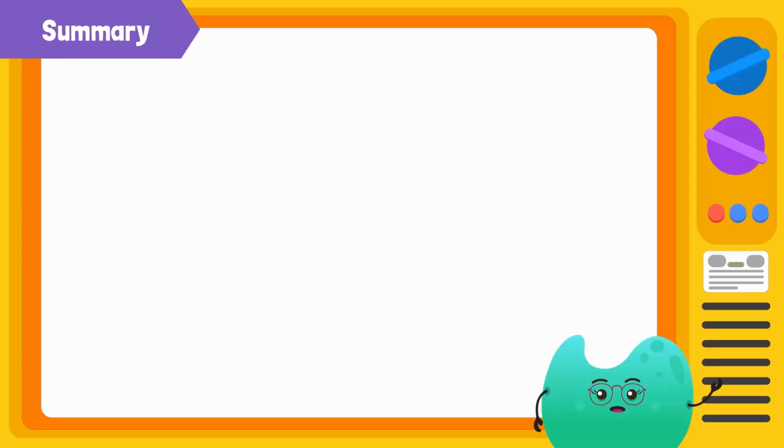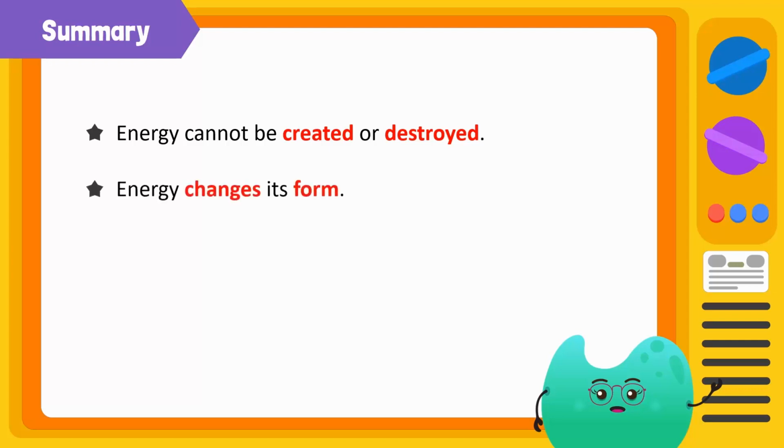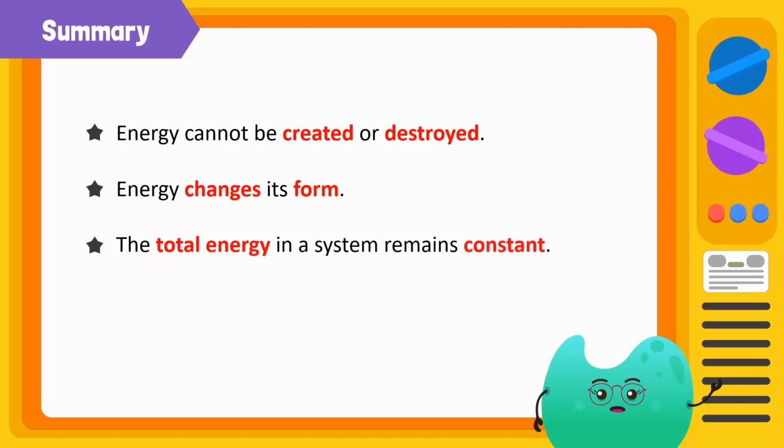Time to summarize. The law of conservation of energy states that energy cannot be created or destroyed, but it changes from one form to another. In the absence of friction, there is no energy loss, and it can be observed that total energy in a system remains constant.